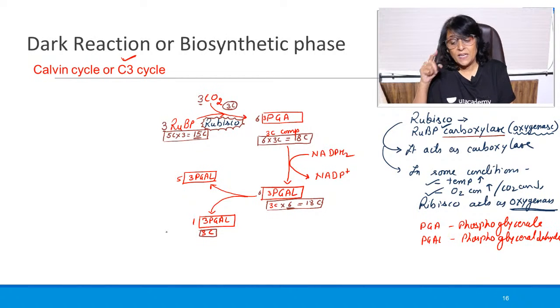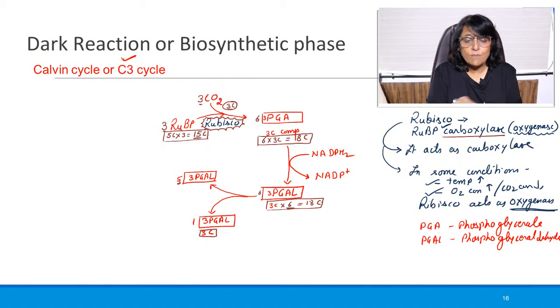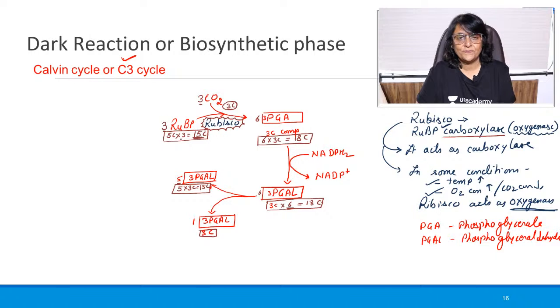The PGAL molecules which are still in the cycle and helping in regeneration, they are 5 molecules. So 5 molecules of 3-carbon compound, how many carbons? 15 carbons. And these 15 carbons would help us in generating RUBP.